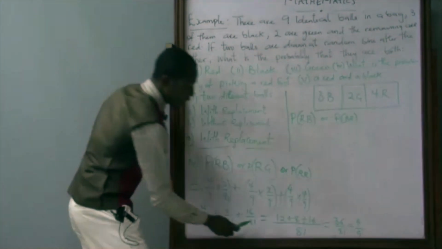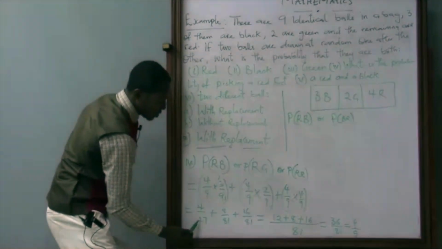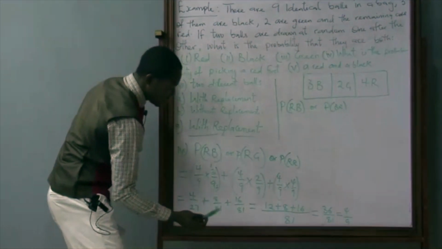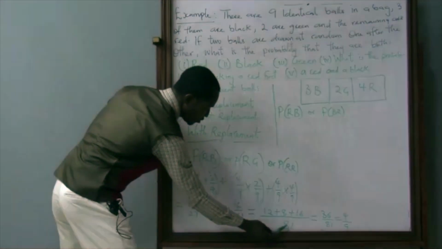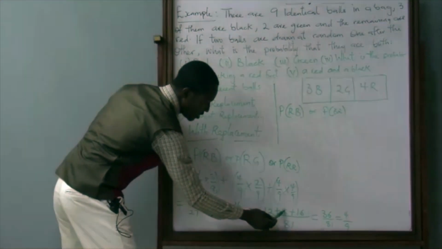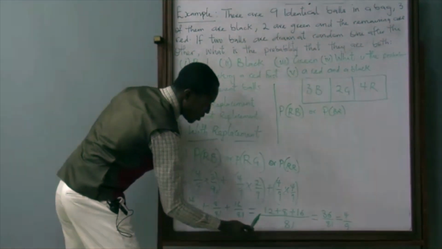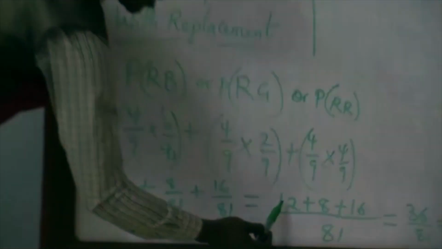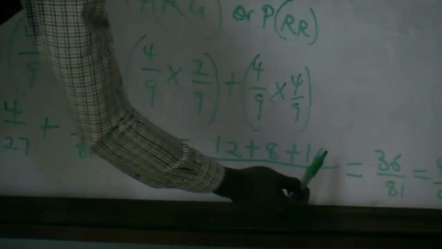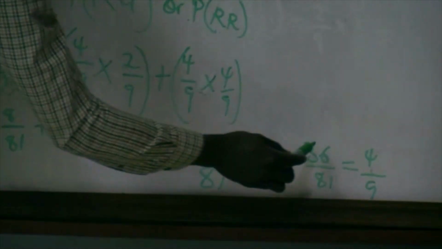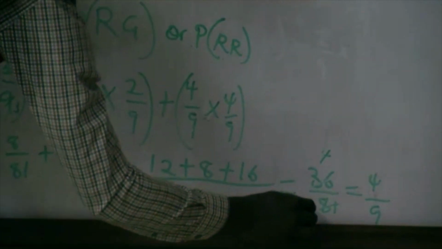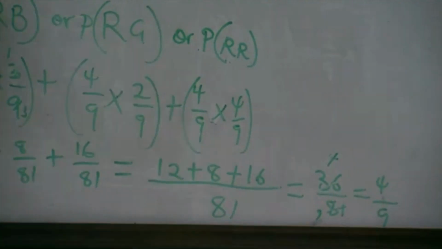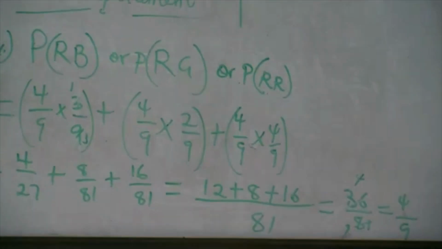So if you find the LCM of that, we have 81. 27 in 81, 3. 3 times 4, 12. Plus 81 out of 81, that's 1, times 8, 8. Then 81 in 81 is 1, 1 times 16, 16. So if you add these, 12 plus 8 is 20, 20 plus 16, that's 36. So simplifying this, 9 here is 4, and 9 here is 9. So that's how I got 4 over 9.